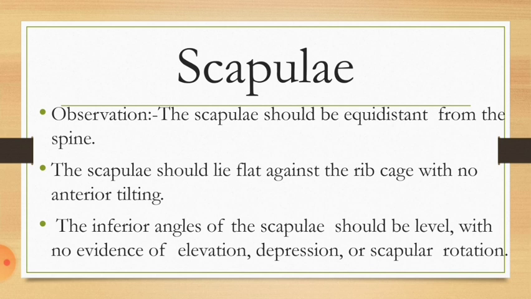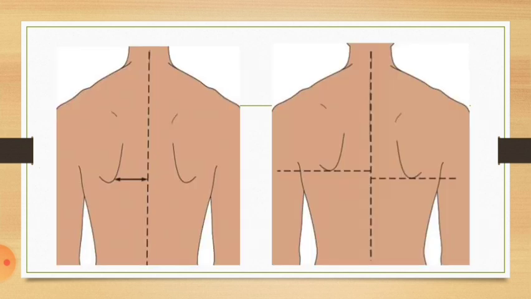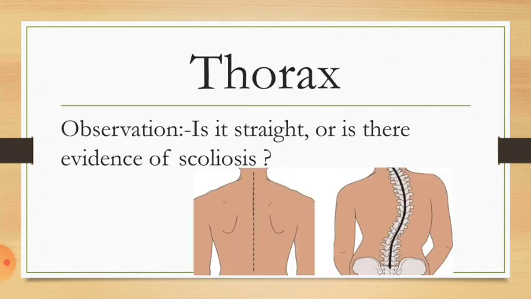Scapulae. Observe the scapulae should be equidistant from the spine. Scapulae should lie flat against the ribcage with no anterior tilting. The inferior angle of the scapulae should be level with no evidence of elevation, depression or scapular rotation. In this picture we can see the distance between the medial border of the scapulae and the spine, and in another picture we can see the level of the inferior angles of the scapulae.